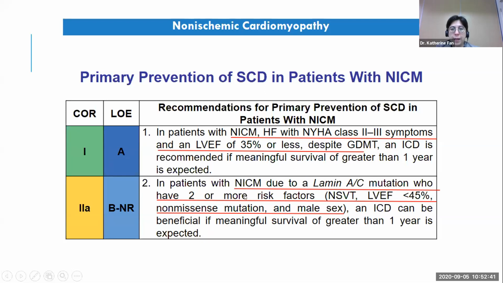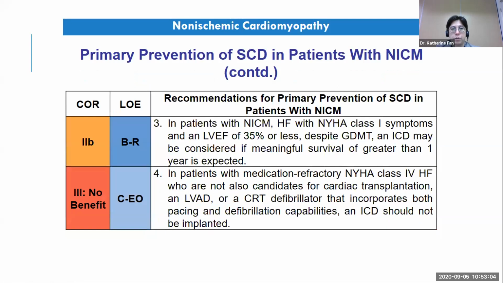And then under 2A, they look into patients with lamin A/C mutation who have 2 or more risk factors, such as non-sustained VT, ejection fraction less than 45%, non-missense mutation, and male sex. So ICD can be beneficial in this group with a genetic condition of lamin A/C mutation and ongoing left ventricular dysfunction. Functional class 1 is given a 2B in this guideline with ejection fraction less than 35%.